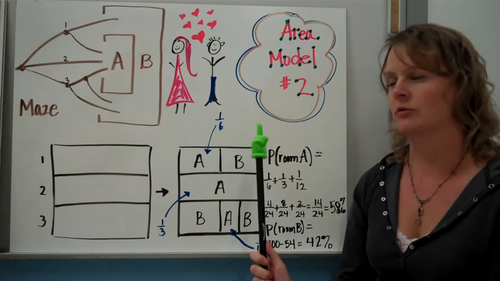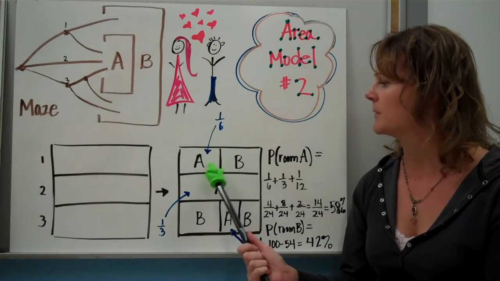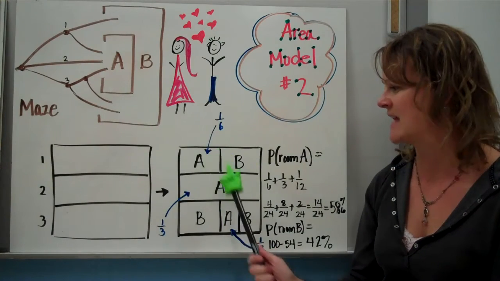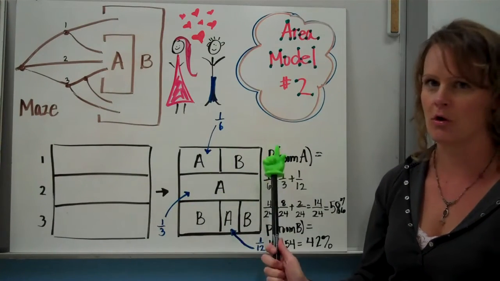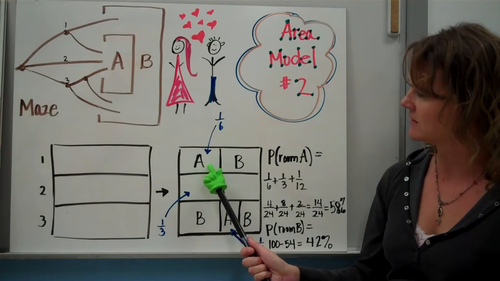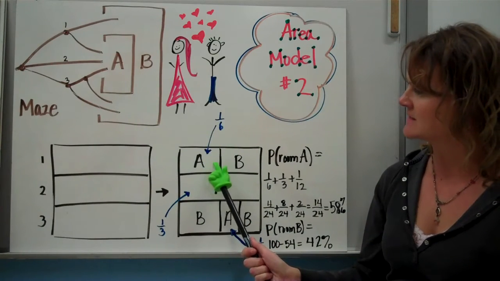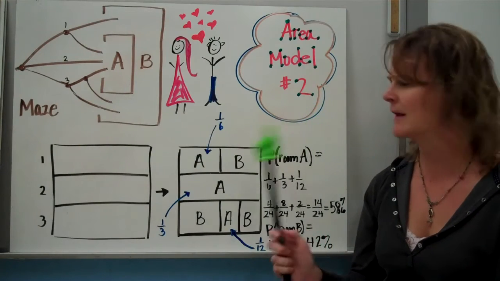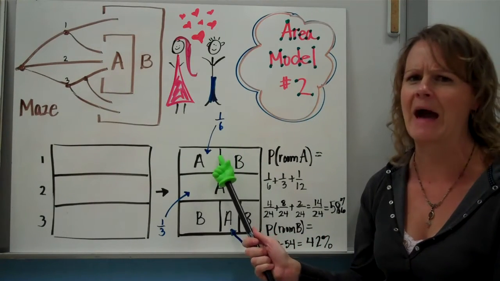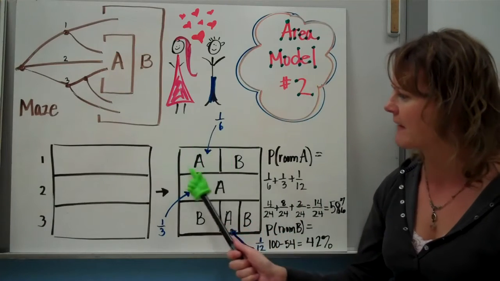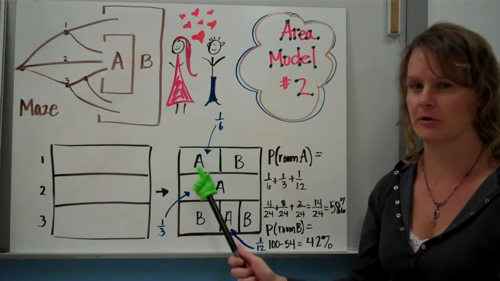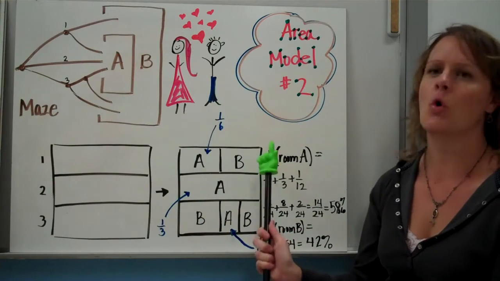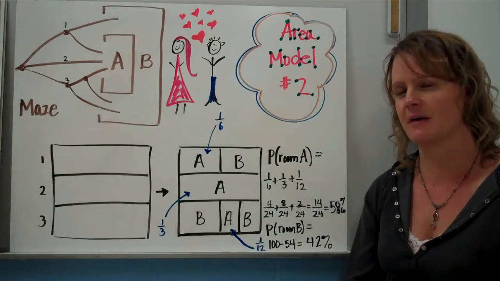So to figure out, in other words, what is the probability of ending up in room A, then we're going to have to add up our fractional pieces that A takes up of the whole. So in other words, if we look at this section right here, we can see that A takes up 1/6 of the whole. Now you might be thinking, no, Mrs. Yenny, that A takes up 1/2. Well, it takes up 1/2 of that third, and 1/2 of a third, of course, is 1/6. And we're looking at the probability of the whole. So this A takes up 1/6 of the whole.